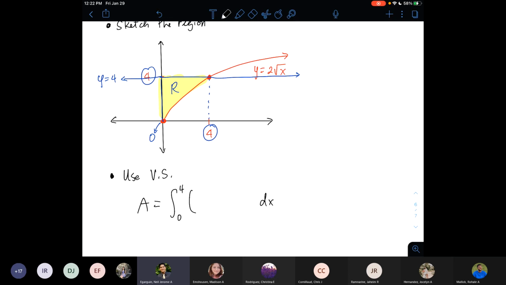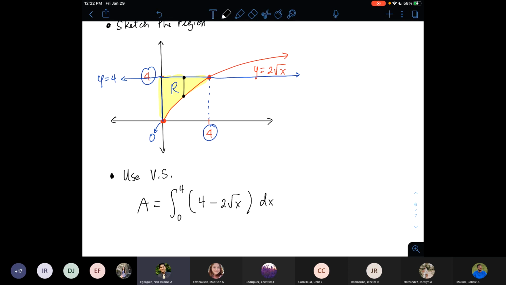And then the integrand would be the height of a vertical strip. And the height of the vertical strip is computed as the top function minus the lower function. So the top function here is y equals 4. So we have 4 minus the lower function, 2 root x.